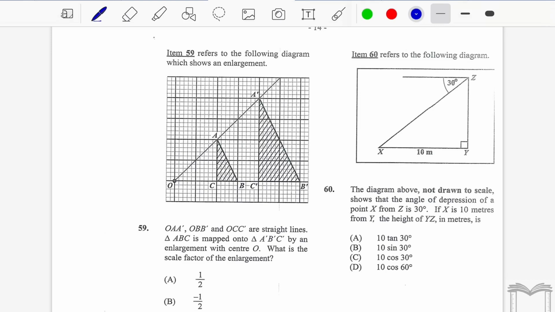Final 2 questions. Please attempt these questions if you haven't already done so.